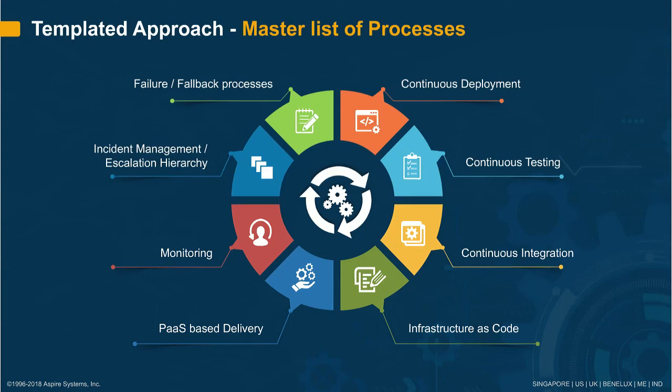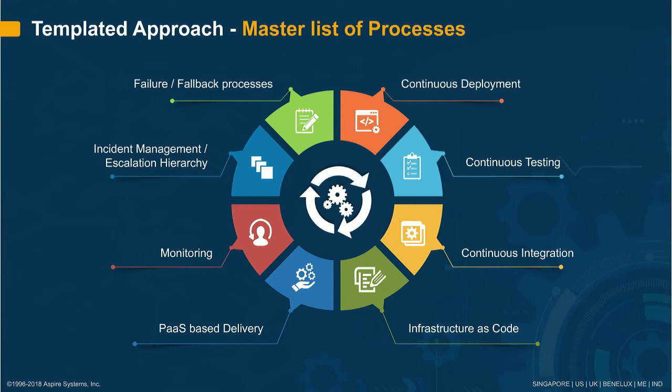Similarly, incident management and escalation hierarchy, there are several processes again within it. In a pipeline, it is your responsibility to choose how you handle incidents. You need to decide and define processes that tell developers and every participant how to handle a particular incident. What happens if a check-in fails? What happens if a test fails? What happens if a deployment fails? Or what happens if there is a production bug?